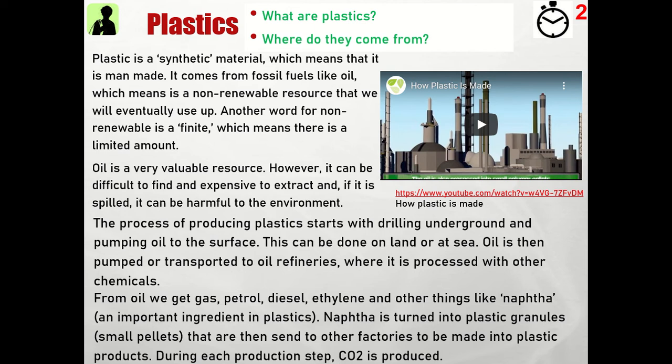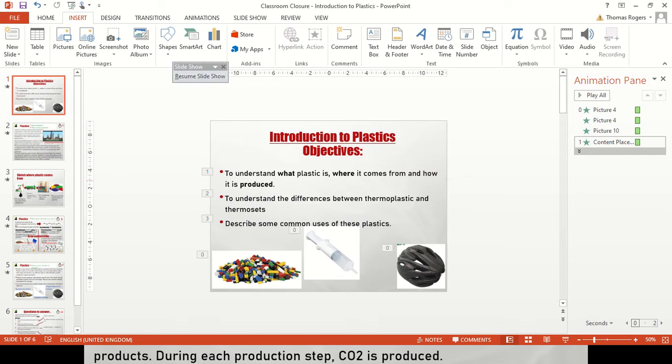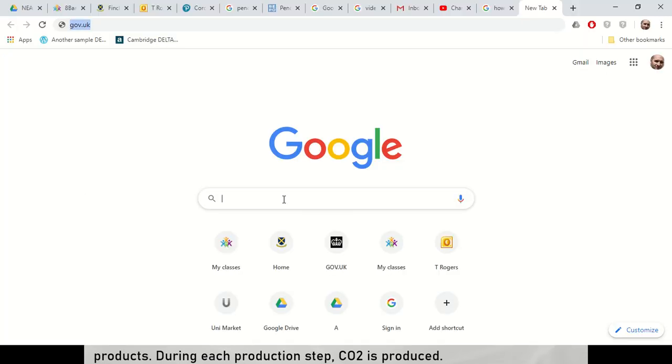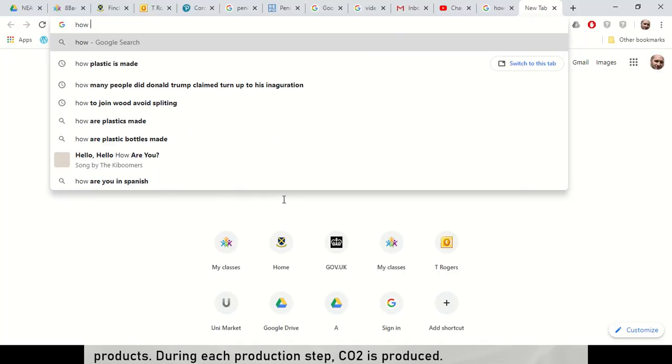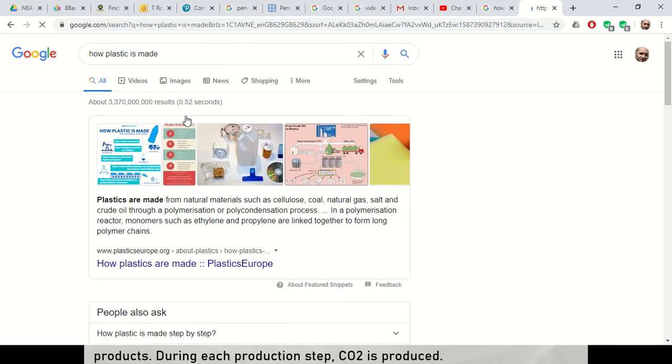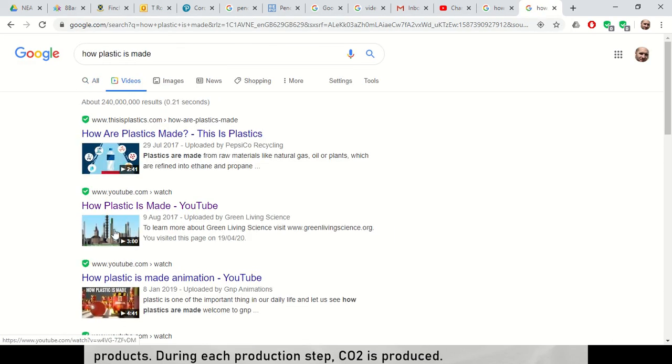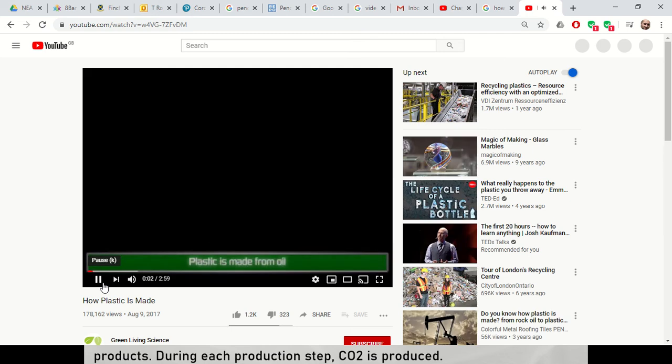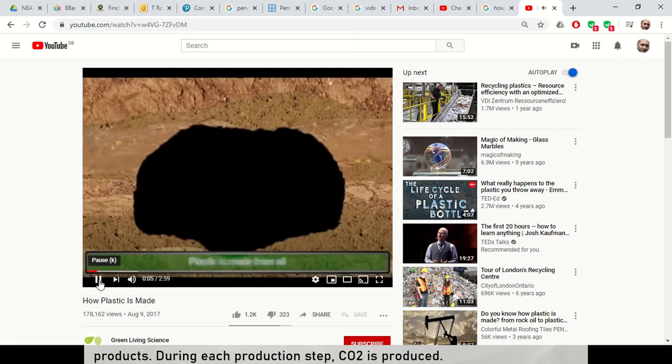And then they are sent to factories to be made into plastic products. So during each step, CO2 is produced. Now you might want to go on Google. If you go on Google and then just search how plastic is made, you will find on videos that this second video here on YouTube is a really good explanation. So if I were you, I would play this and it will help you understand. Okay, I'll let you watch that.